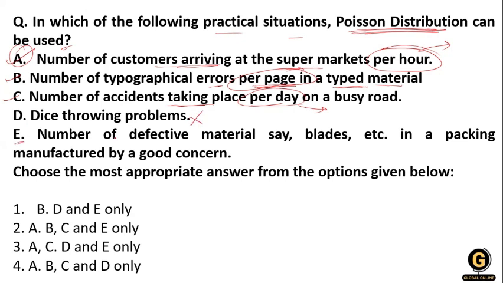Clear? Now the E option, the number of defective materials, say blades etc., manufactured by a good concern. The number of defects in blade manufacturing has a very small occurrence. That's why this is also a Poisson distribution. So according to our statements, A, B, C and E is the right answer. So option number two is the right answer for this question. I hope you understand the concept behind this, because this is really important.